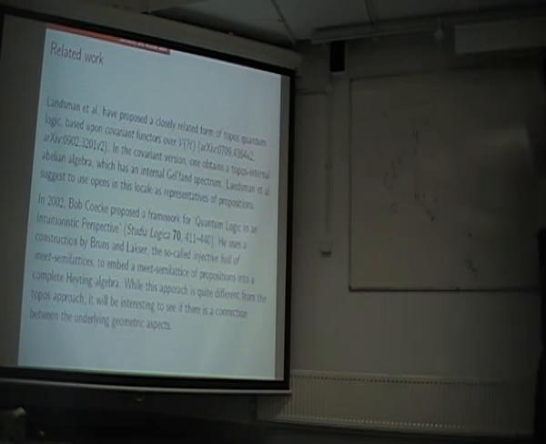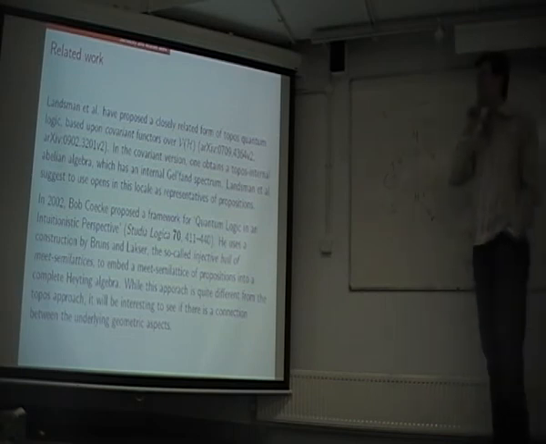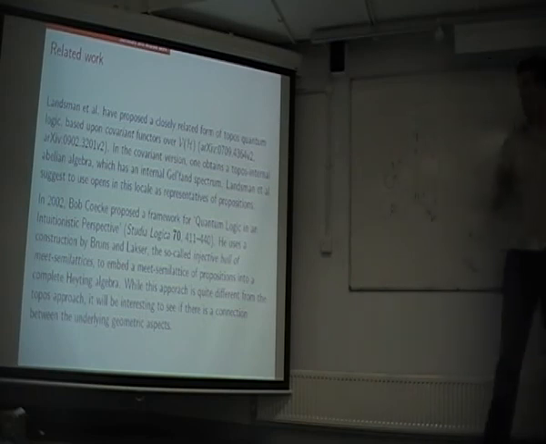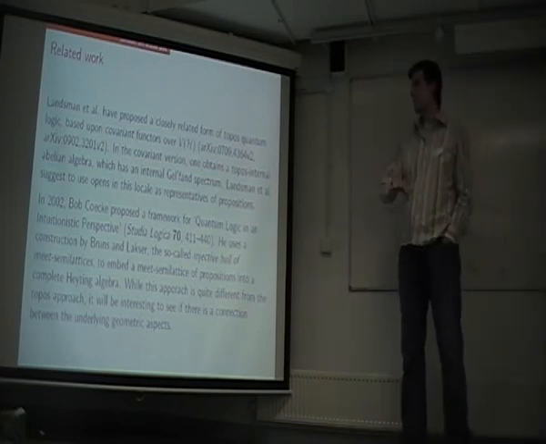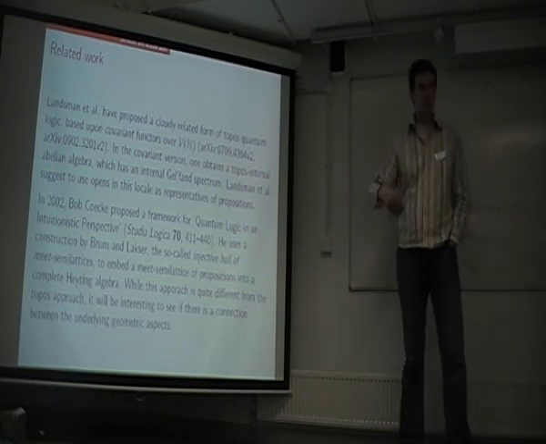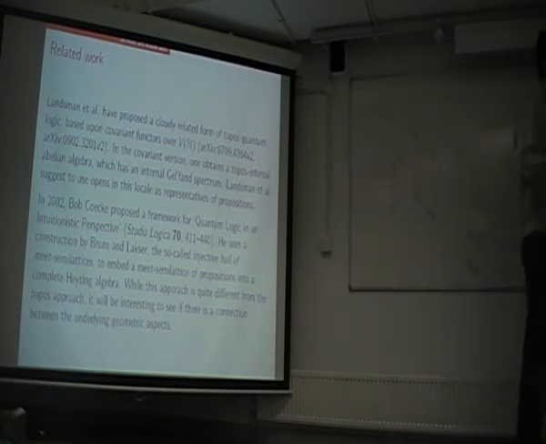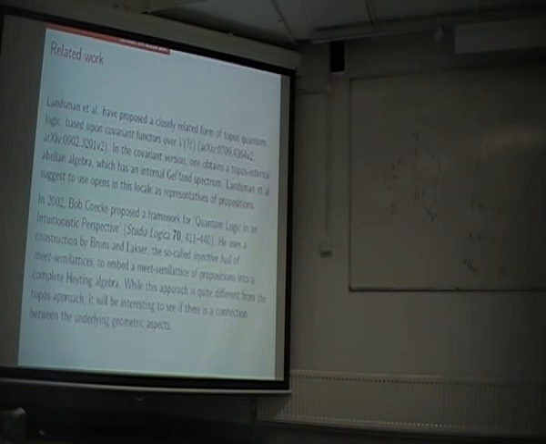Hansmann and Chris was also one of the authors, proposed a closely related form of topos quantum logic, but based upon covariant functors over the context category. And there you have actually that from the external algebra you obtain an internal abelian algebra which has a Gelfand spectrum, and then the idea is to regard opens in this locale as representatives of propositions.